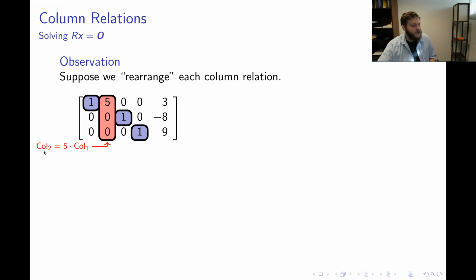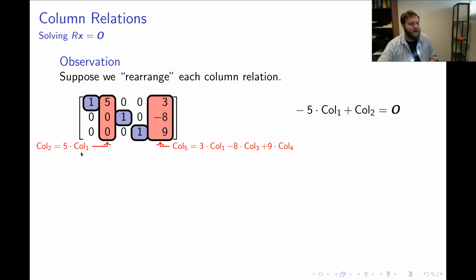The first column relation is column 2 equals 5 times column 1, and the second column relation is column 5 is 3 times column 1 minus 8 times column 3 plus 9 times column 4. Well, what I'm going to do here is take these two equations and rearrange them so that everything is on one side. So the first equation says column 2 is 5 times column 1.